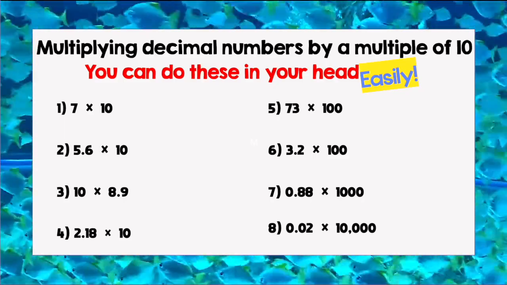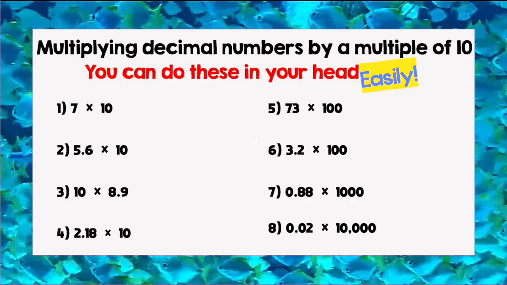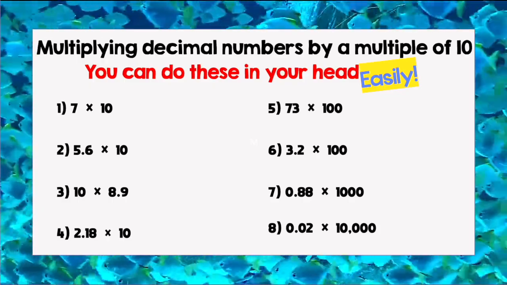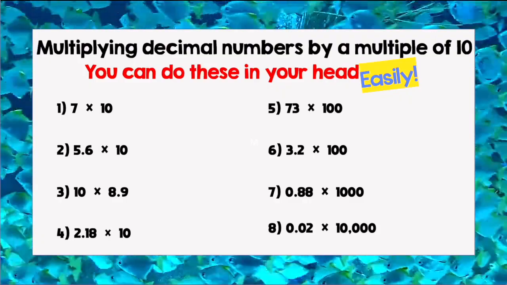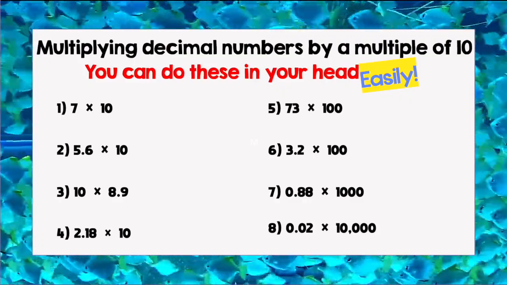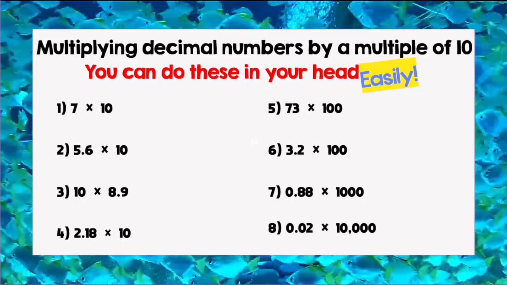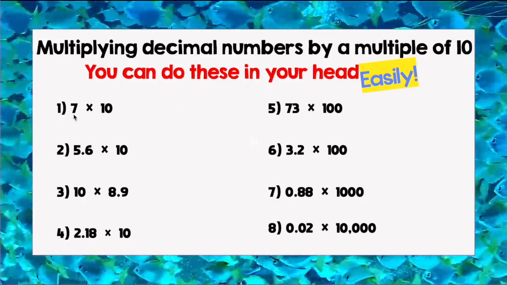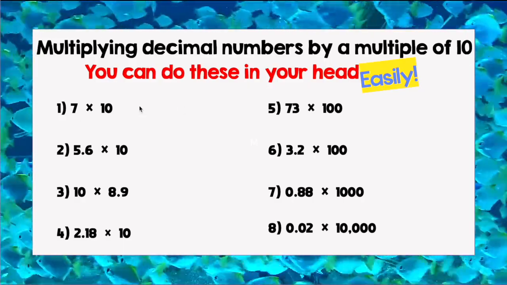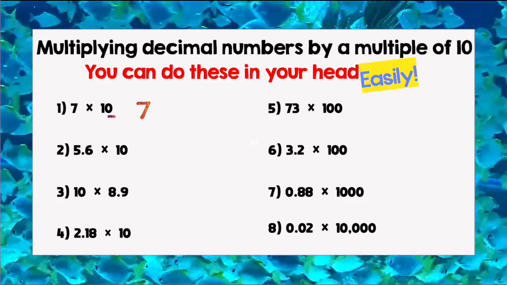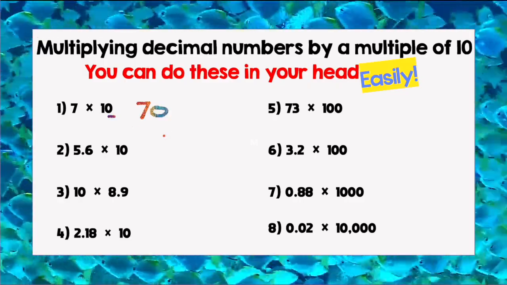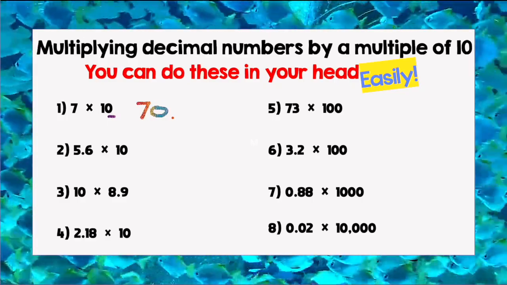So here, going back to this one, let's take a look at these numbers. Question number 1. We have here 7 times 10. Now this is not a decimal number, but I just want to remind you of how we did 7 times 10. So here we had 7 times 1, that would become 7. And then we had 1 0, so we added a 0 here. So the answer was 70.